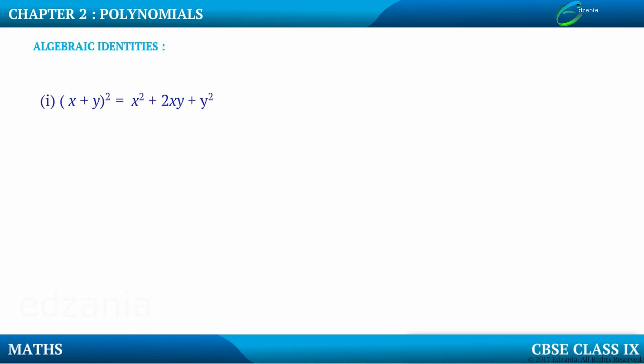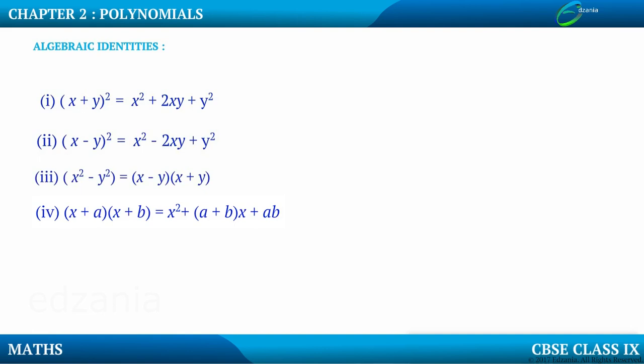This is the first identity, x plus y the whole square, that is x square plus 2xy plus y square. Second identity, x minus y the whole square, that is x square minus 2xy plus y square. Third identity, x square minus y square gives us x minus y, x plus y. Fourth identity, x plus a into x plus b, that is x square plus a plus b into x plus ab.